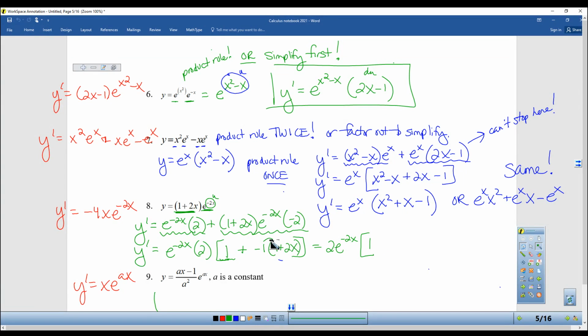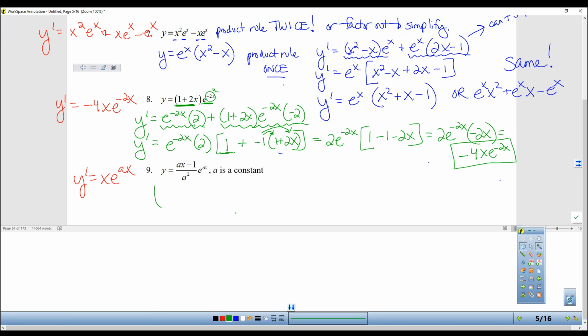Now I'm going to distribute this. Minus 1 minus 2x. And this actually simplifies quite a bit because this whole thing just becomes minus 2x. And so my final answer is negative 4x e to the negative 2x. That's where they got that from. Where was the calculus? Step 1, product rule, derivative of e. Where was the algebra? All the rest of it. Okay, lots of algebra in calculus.